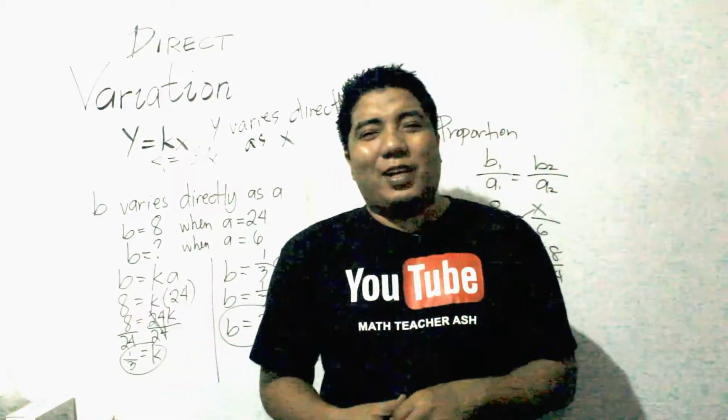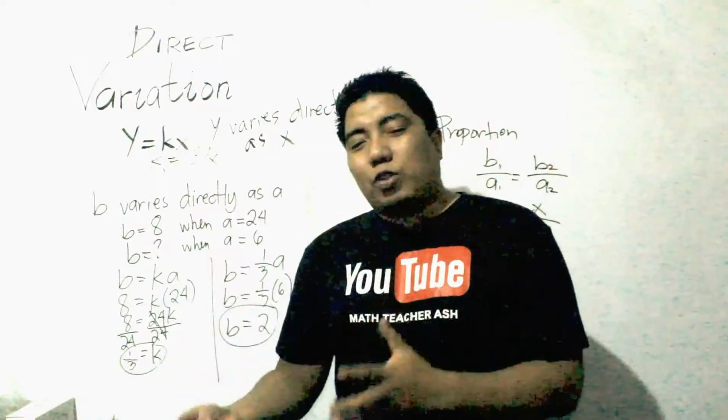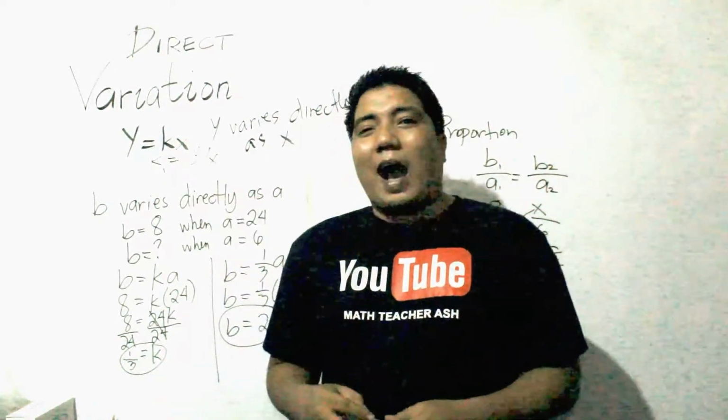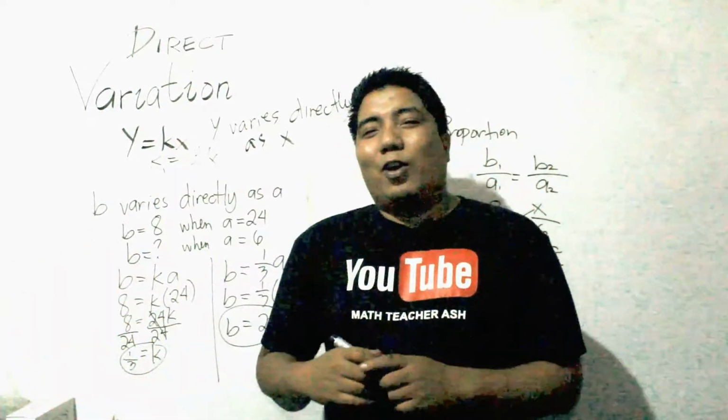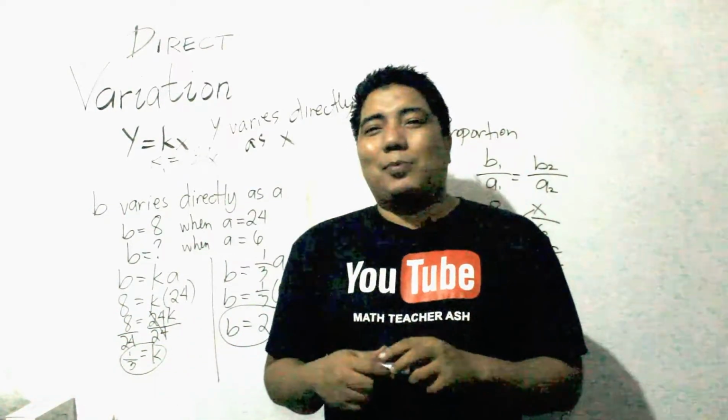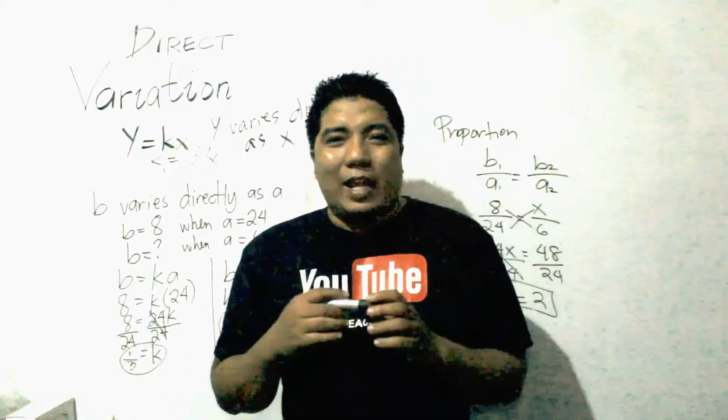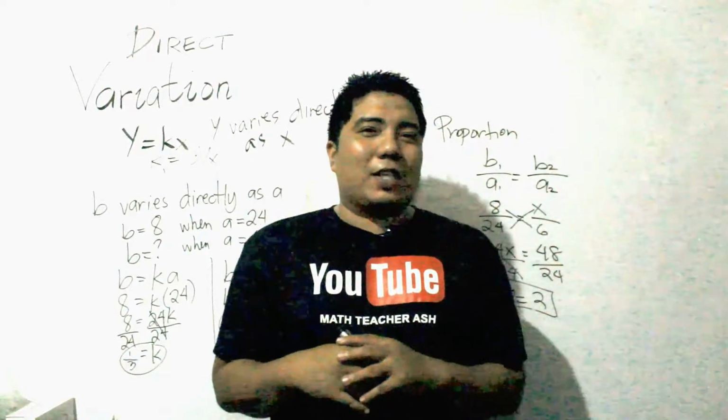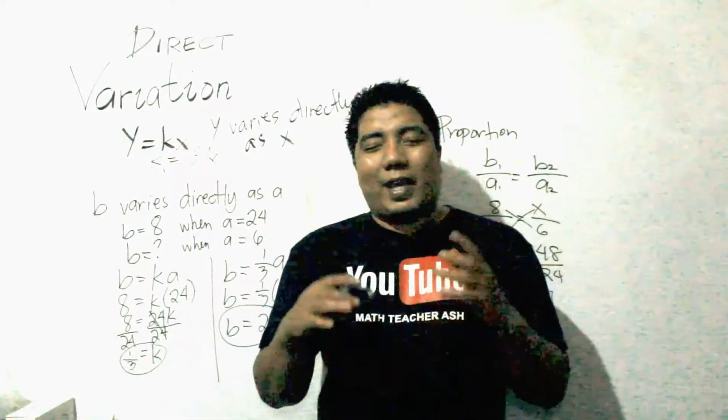So I hope you have learned something about how to solve for the k, how to solve for the other pair of the unknown in terms of the direct variation. Now, this is the time that I will challenge you whether you have understood our topic, and here it is.